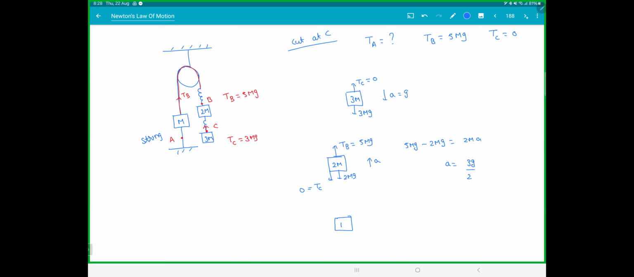Now, if you draw the FBD of m, you are pulling up with TB, which is 5mg, much greater than your weight, which is mg. So the block is trying to go up, but the string cannot break. It won't move. The force is higher on the upper side, isn't it? So technically speaking, the block will try to go up, but the string will not let it go up, since the string cannot break or stretch.